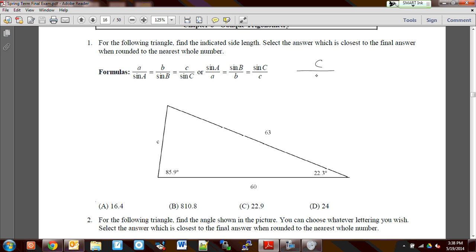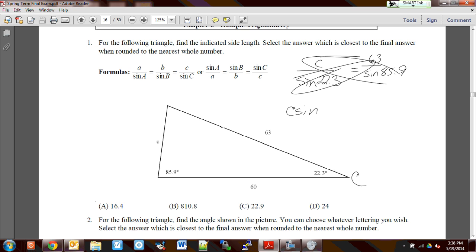So c over the sine of angle C, which I'm going to go ahead and write in the angle. Now, since this is little c, that means this is big C. So 22.3 equals, now since we also have this pair, I'm going to use it, 63 over the sine of 85.9. Alright, cross multiply. c times the sine of 85.9 equals 63 times the sine of 22.3.